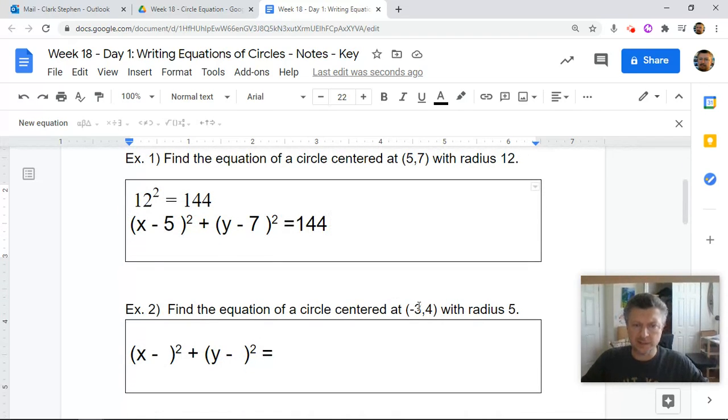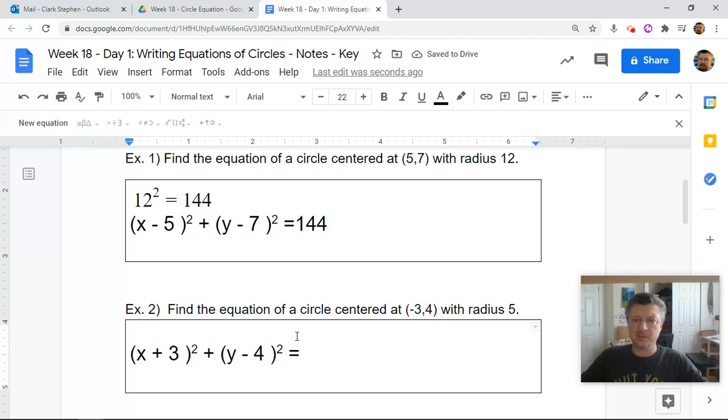All right, next one. Now we have minus 3 here, and that's going to go in over here after the x, minus 3. But you know that minus negative gives you a plus. So that's going to be plus. And note that this is a negative 3, and then you have a plus 3. It's the opposite. Here you have a positive 4, you'd have minus 4.